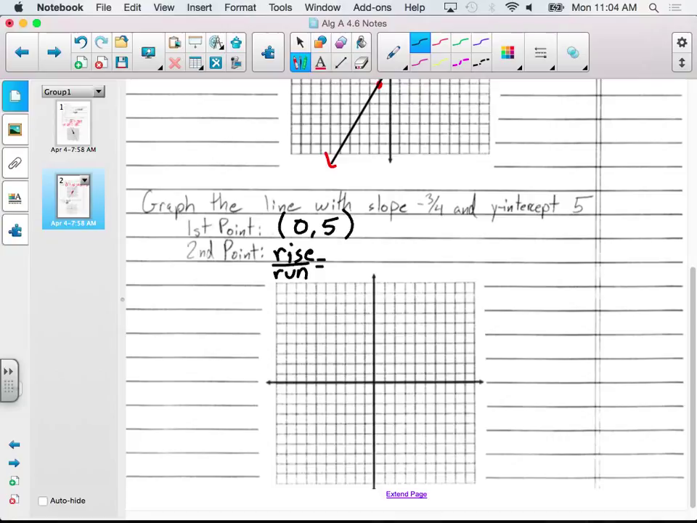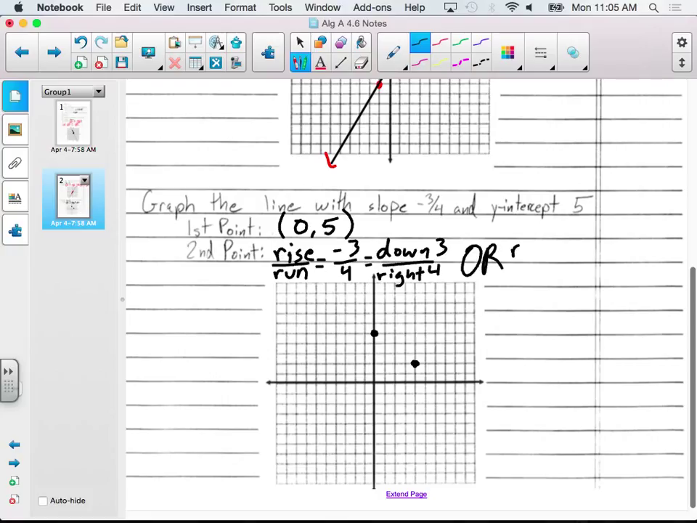Okay, it looks like everyone's done. So, the first one, our rise over run, what's our slope? -3/4. So we can have a rise over run of -3 over +4. That would mean we do what? Down 3, right 4. So if we plot our points, we have 0, 5, and then down 3 and right 4, right there.